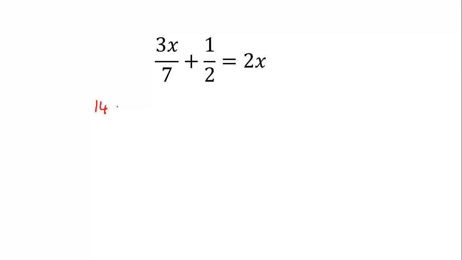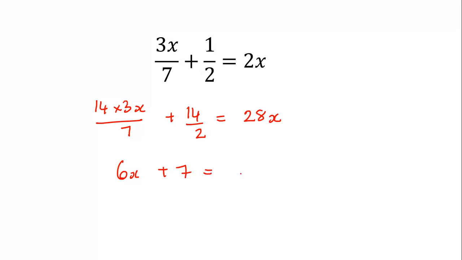So you're going to end up with 14 times 3x divided by 7 plus 14 times 1, 14 over 2 equals 28x. So then I've got 14 divided by 7 is 2, so this is 6x plus 7 equals 28x. And it's now a nice easy equation to solve, which gives us 7 equals 22x. So x equals 7 over 22.